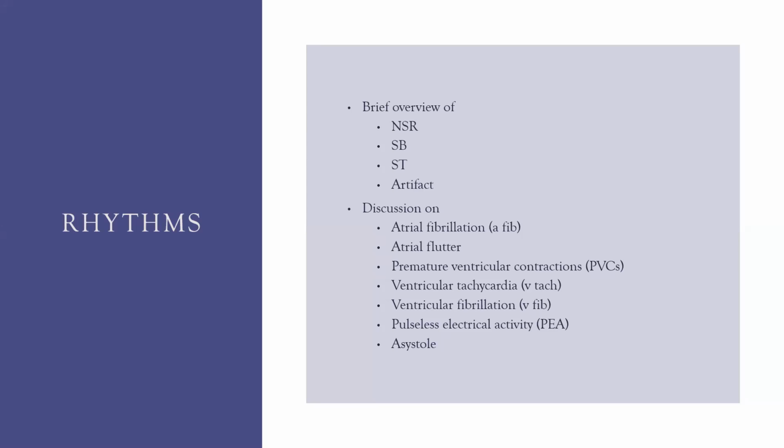For this particular talk, we're going to briefly review normal sinus rhythm, sinus brady, sinus tach, and what artifact looks like and how to determine if your patient has artifact or if you need to run and grab the crash cart. And then we're going to talk about A-fib, A-flutter, PVCs, VTAC, VFib, PEA, and something called asystole.